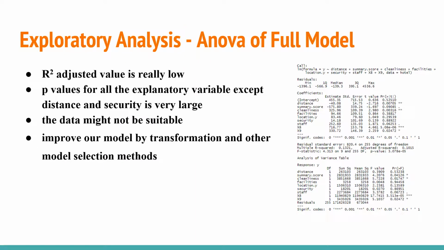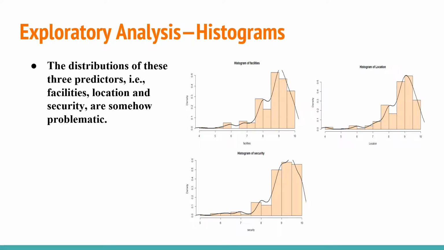Then we did the ANOVA of the full model. This seems to be a bad model since the R-square adjusted value is really low, about 0.1015. The p-values for all the explanatory variables, except distance and security, are really large, indicating a weak linear relationship with the response variable. We conclude that the data might not be suitable for linear regression, but we continue to improve our model by transformation and other model selection methods.